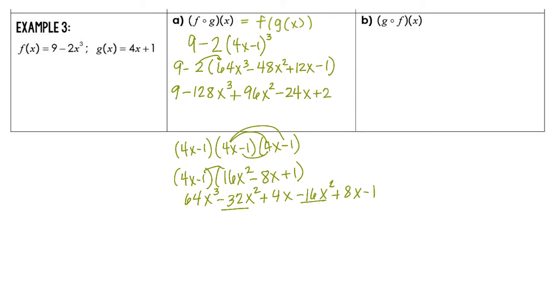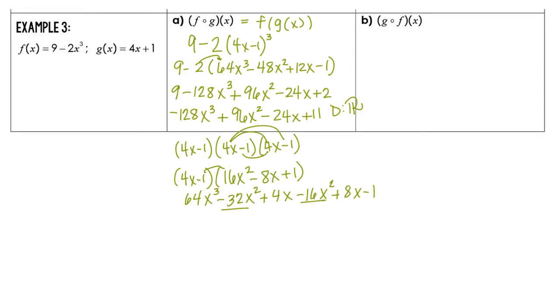And we're almost done with this. It looks like we can combine our 9 and our 2. So our composition function is negative 128x cubed plus 96x squared minus 24x plus 11. And our domain, this is a polynomial, so it is all real numbers.